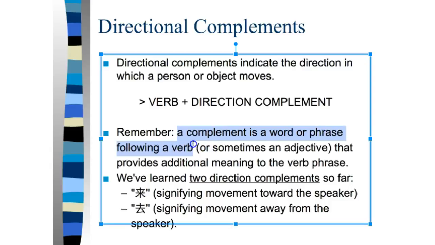Usually it's a verb that provides additional meaning to the verb phrase. We've learned things like descriptive complements. For example, how do you write? You write very well. You write very fast. 你写得很快. Right? That's an example of a descriptive complement because the complement, remember, is after the verb. Complements are always after the verb. 写得很快. That complement describes how you're writing. So there are many different kinds of complements.